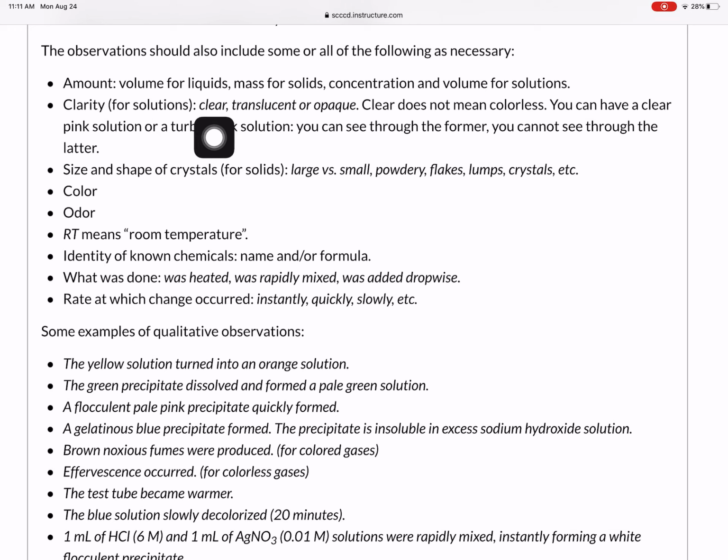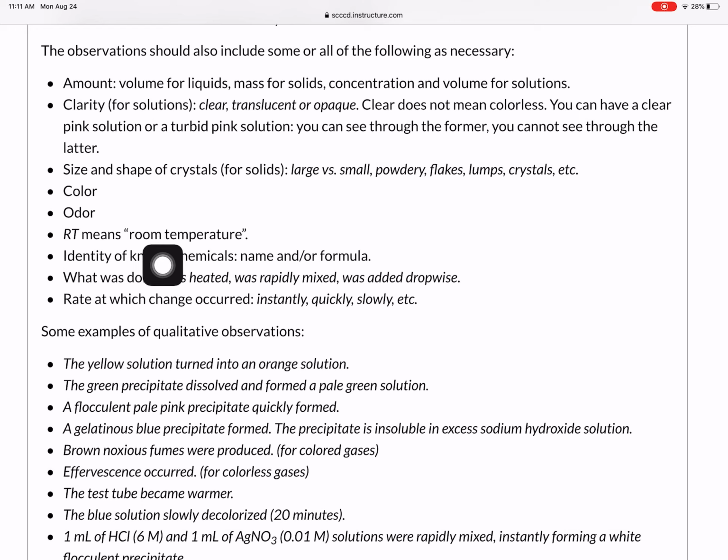Clarity. So clear means that you can see through it completely. Opaque means you can't see through it. And translucent is kind of in between. So these 3 words have nothing to do with the color, but they're how well can you see through it? If you imagine a glass of apple juice, it is clear, you can see through it, but it has sort of a golden yellow color, right? Size and shape of crystals. Again, color, different from clarity. Odor, not going to be able to smell that.